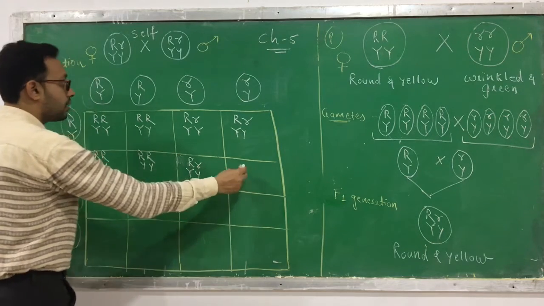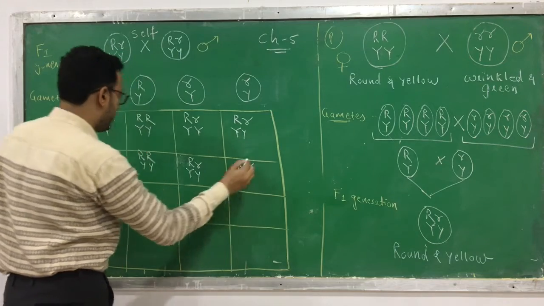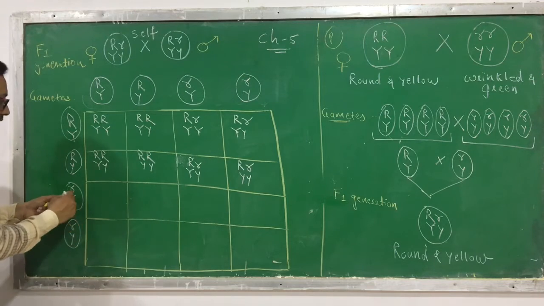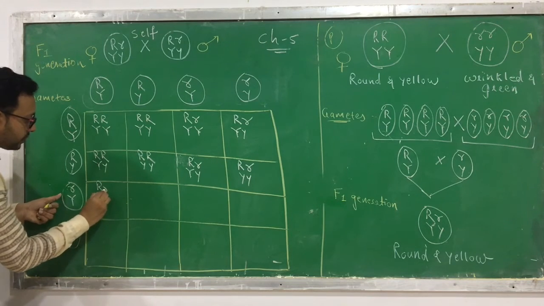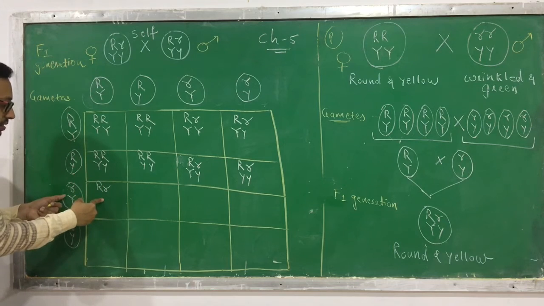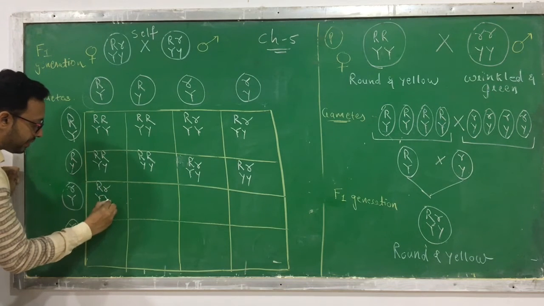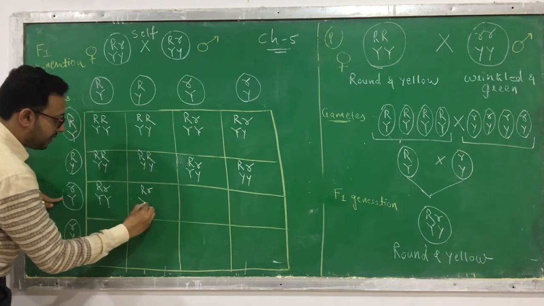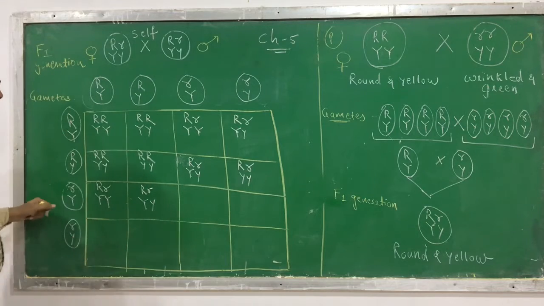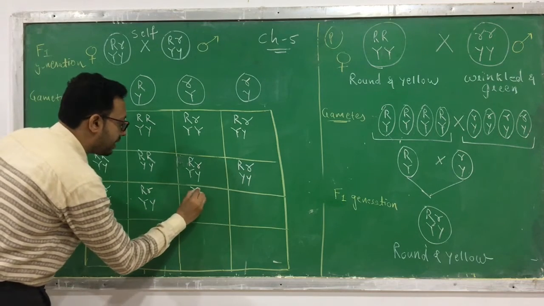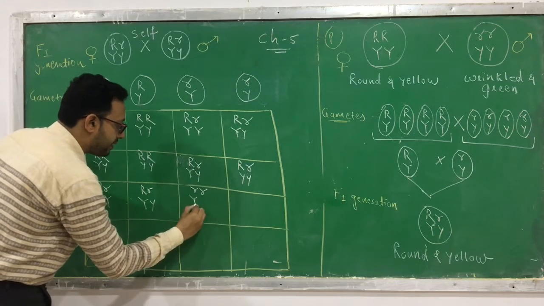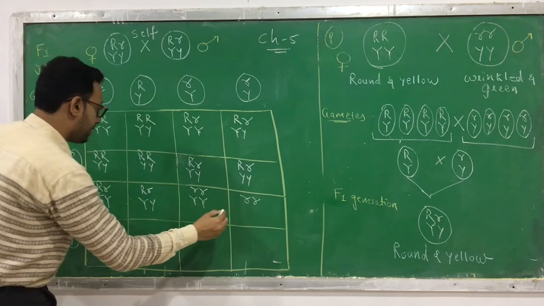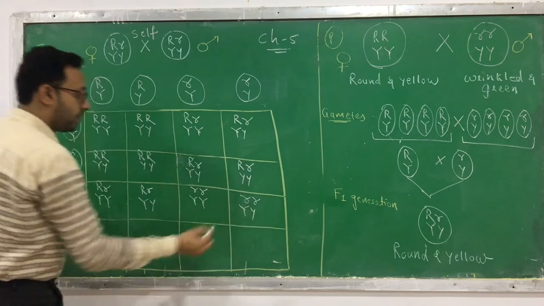Next go in this direction. Capital R, small y, small y. Clear? Do the same. Capital R, small r. I am writing the capital letter first. Okay? Capital Y, capital Y. Next, capital R, small r, capital Y, small y. Okay? Next, small r, capital Y, capital Y. Say, small r, capital Y, small y. Okay?